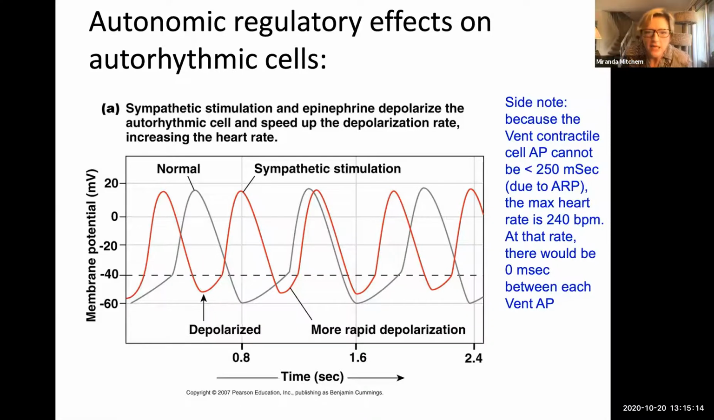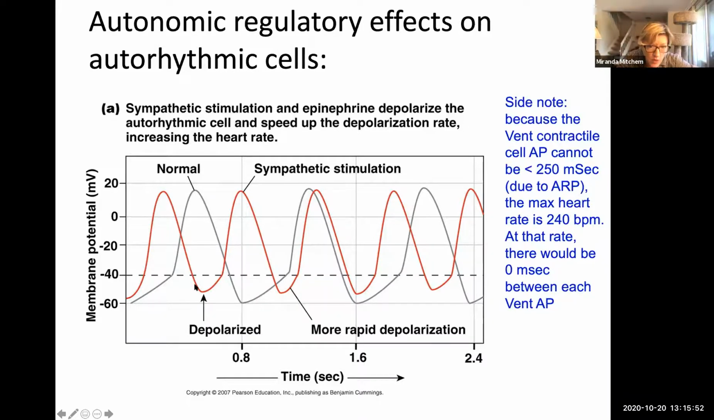But when we hit it with sympathetic stimulation coming from the autonomic nervous system, the rate increases. So now we've got 1, 2, 3, 4, 5, almost 5 action potentials happening in the same time frame of 2.4 seconds. So we've increased the action potential here by sympathetic stimulation. The heart will beat faster due to the sympathetic stimulation because we're firing more frequent action potentials.